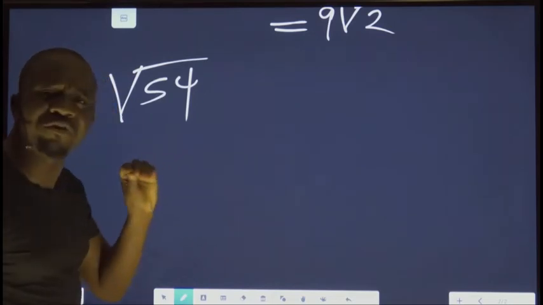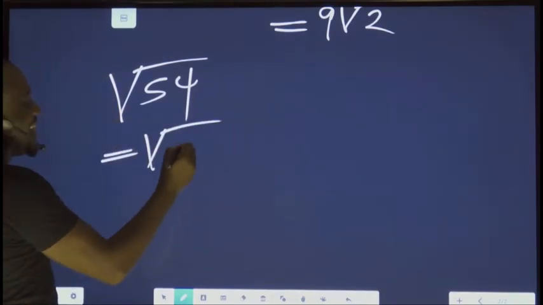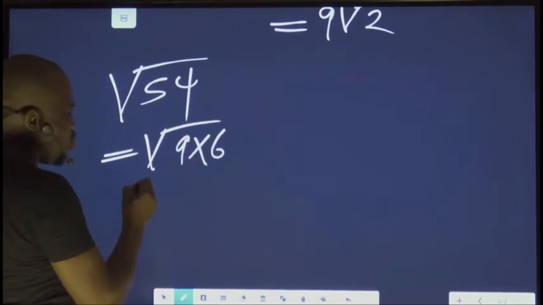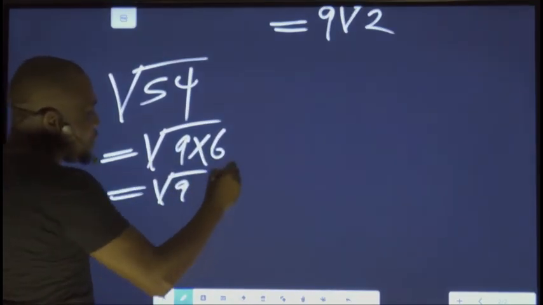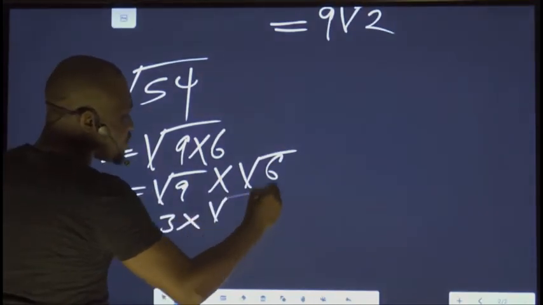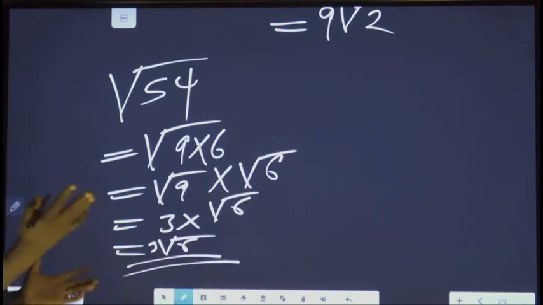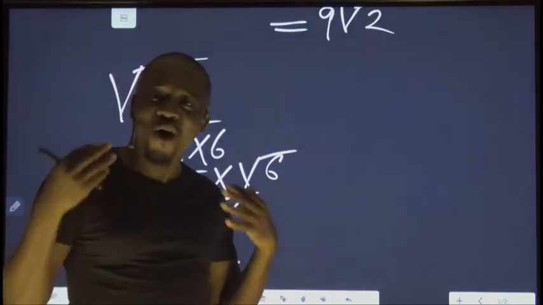What is the square root of 54? 9 times 6. This is equal to the square root of 9 multiplied by 6, which is equal to the square root of 9 multiplied by the square root of 6, which is equal to 3 multiplied by the square root of 6, which is equal to 3 square root of 6. We have already applied the rules of surds.